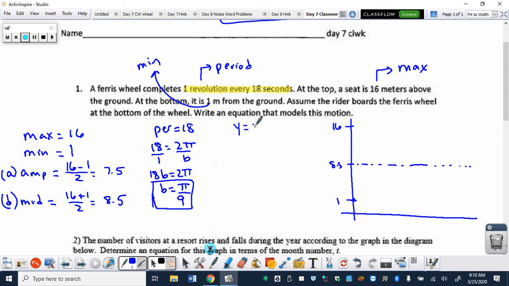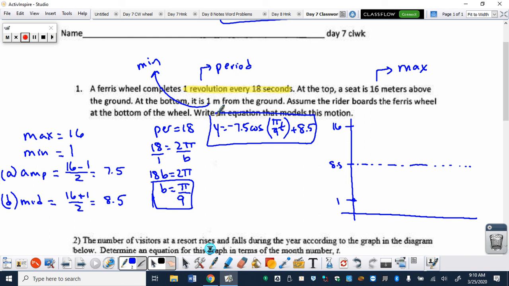Hopefully you all said it's a cosine curve, but it's a cosine curve that's been flipped because we're starting at the bottom. So it's a negative 7.5 cosine. I'm going to move my equation over to the left a little bit more because I didn't save myself enough room. So y is equal to negative 7.5 cosine, B value is pi over 9 times t, and there's a vertical shift of up 8.5. So here's my equation. What I like to do is now graph it, even though it doesn't tell you to graph it, because it'll definitely help you when we start doing day 8 stuff.